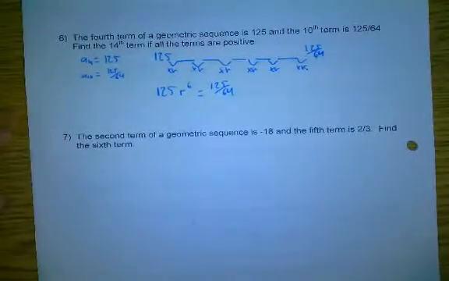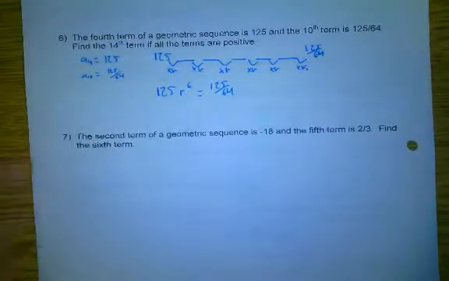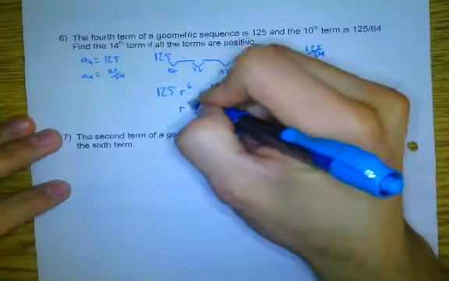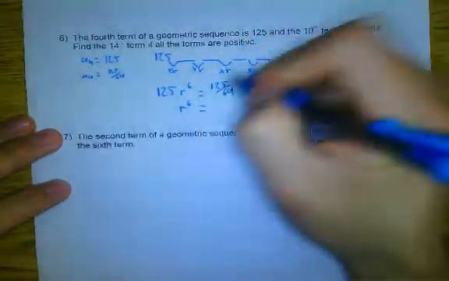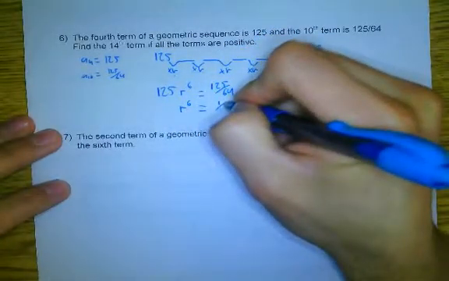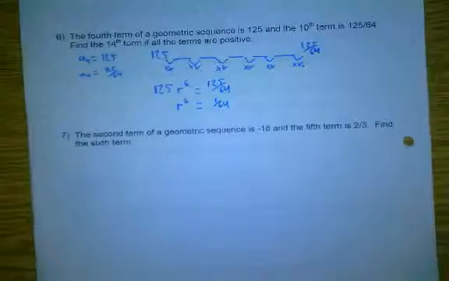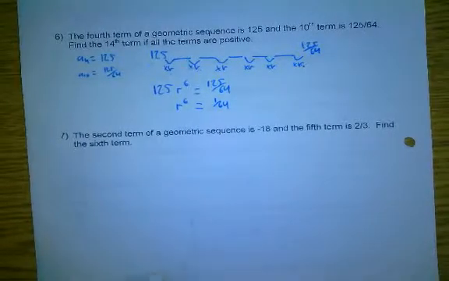Now, if I wanted to solve for r, in this case, I'm going to divide by 125 on both sides. Do you guys agree? So it's going to be r to the 6th power equals 1 over 64. Now, from here, suggestions. I mean, you can do this mentally. How do you know it's going to be 1/2?